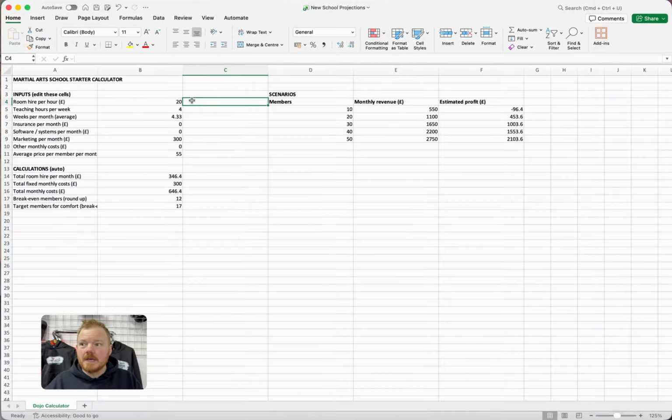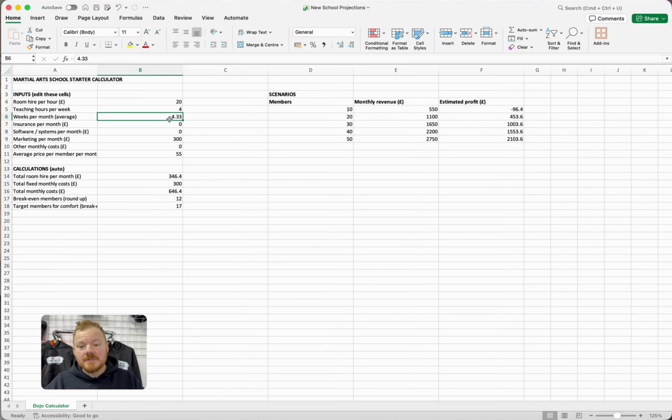When I first started in the area that I'm in now, I was in a church community centre, and that was £12.50. However, that was half the price of what I was paying in another area. So again, area dependent and facility dependent as well. So this is based on £20 teaching 4 hours per week. So that would be a kids and an adults class twice a week is what I base that on.